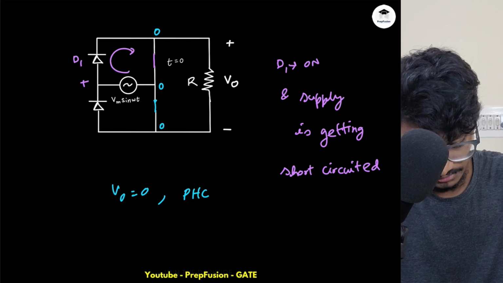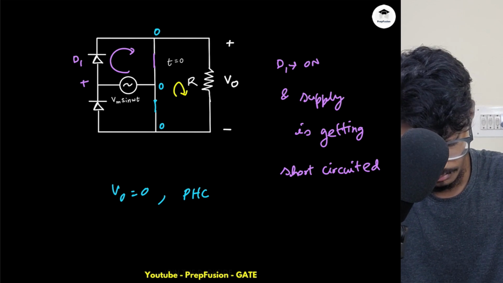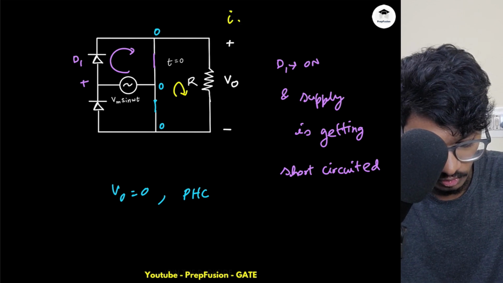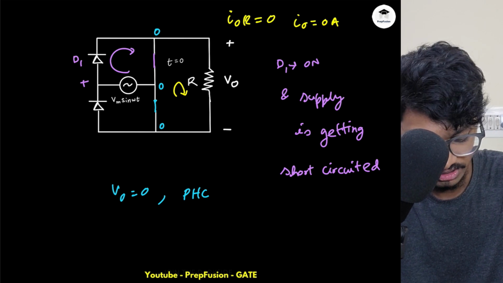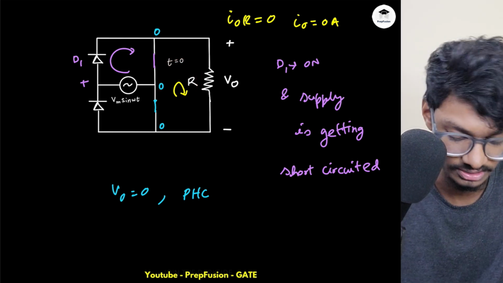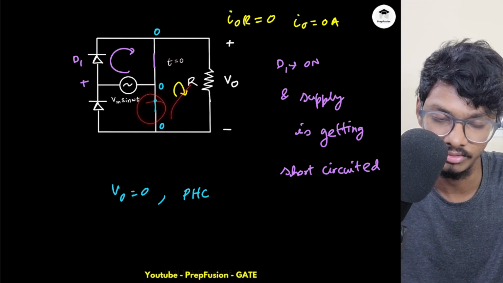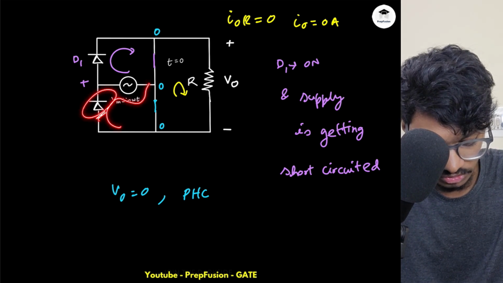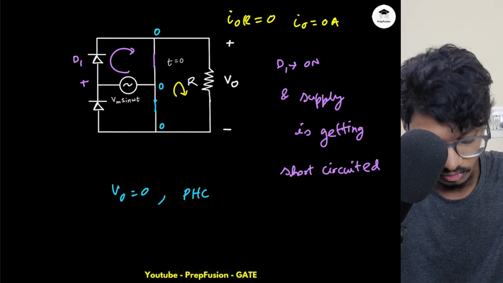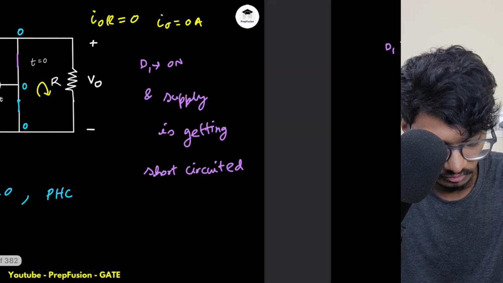So this KVL is: IO into R equals 0. R is not 0, so IO will be 0. So from this KVL also, you can understand why the IO current is 0. Even if this diode is on, the current will be 0. So you understand, even if this diode is on, the current will be 0 only. Then there will be a pathway of current, but that we will understand here.